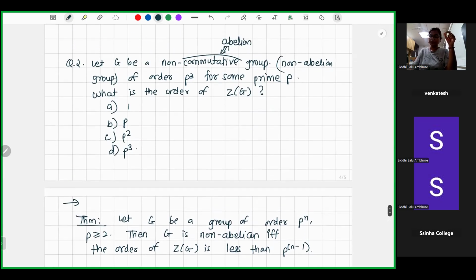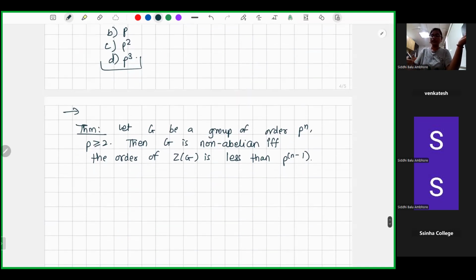So here, given that G is non-abelian. If G was given abelian, then the order of Z(G) will be this P cube. That's not a problem. But they have explicitly given that G is a non-commutative group of order P cube. Then what will be the order of Z(G)? That's their question. And here the statement says that G is a group of order P power n where P is greater than or equal to 2. So P could be any prime.